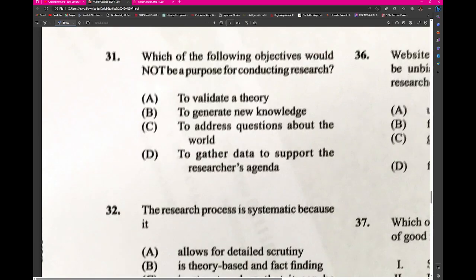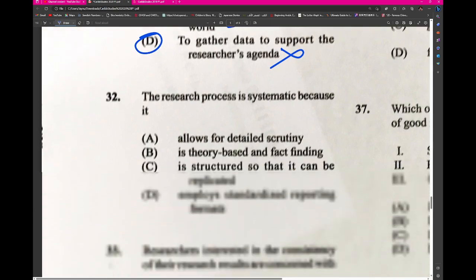31, which of the following objectives would not be a purpose of conducting research? Nope, that is bias. Generate new knowledge. Well, this is true, that could be a purpose. It's kind of biased for sure. Address questions about the world. Oh, supporting the agenda. No, that would be the bias.